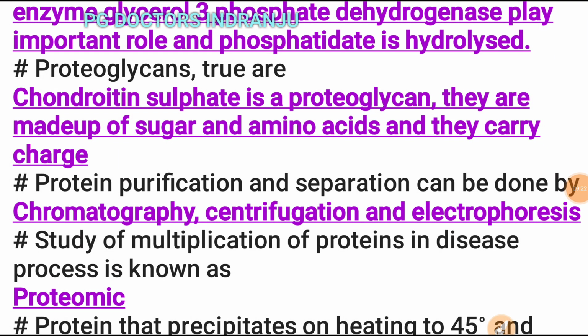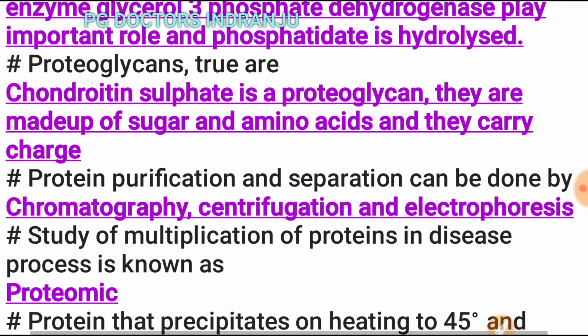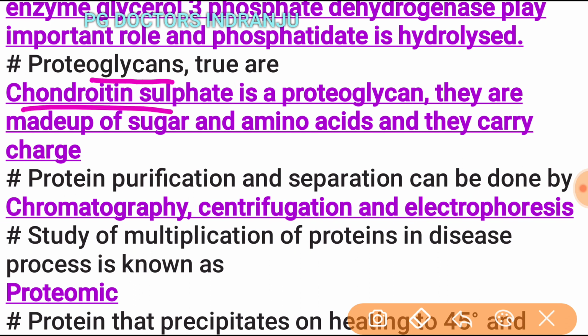I have already told you that the glycan part is the carbohydrate part. That means mainly it is glycosaminoglycan, maybe chondroitin sulfate, hyaluronic acid, heparin, dermatan sulfate, keratan sulfate. Chondroitin sulfate, hyaluronic acid, heparin, dermatan sulfate and keratan sulfate are proteoglycans. They are made up of sugar and amino acid, and they carry charges.